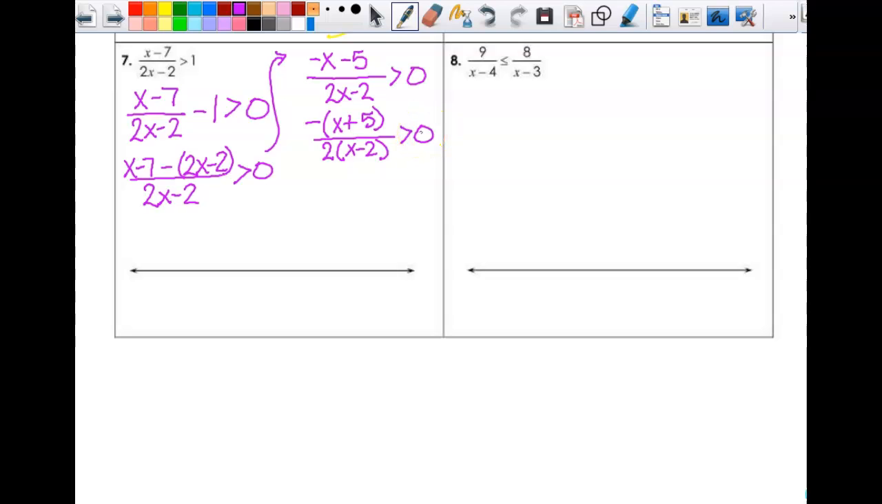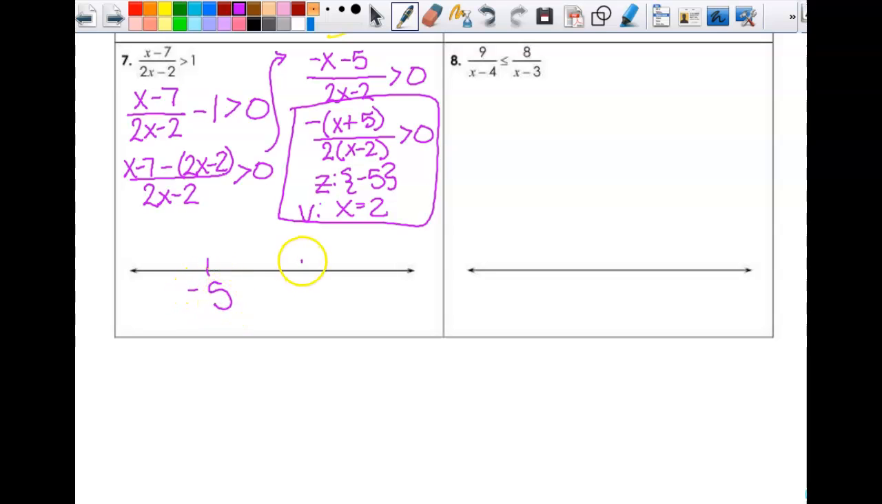Now that I have it factored, I'm going to get my zeros from the numerator. That's going to be negative 5. And my vertical asymptote will be x equals 2. And this is the part I'm going to use to help me solve all of this. So I have negative 5 and I have 2.